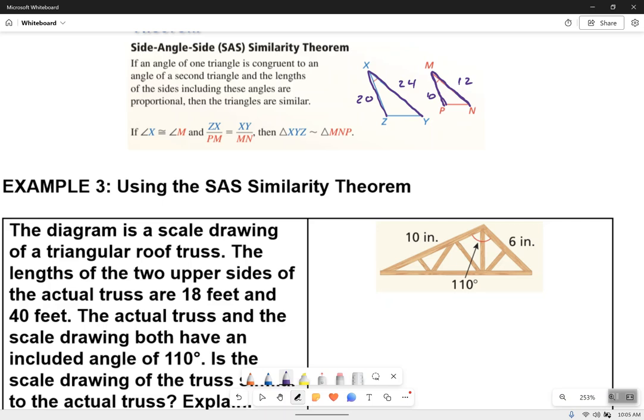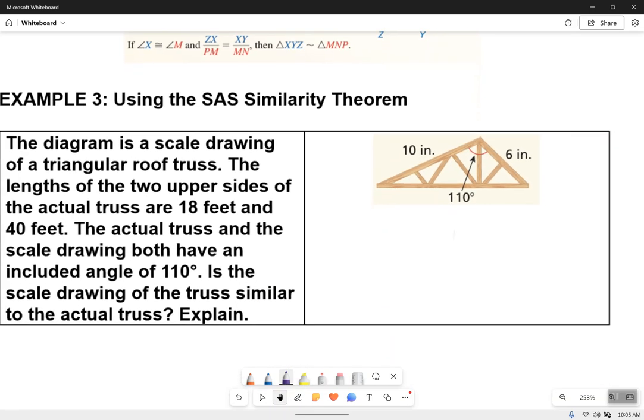But what I do have is this. Is 20 double of 10? Is 24 twice of 12? So the sides are proportional. So if the two sides make the same angle and those two sides are proportional, then guess what, kids? These triangles are what? Similar. Okay?